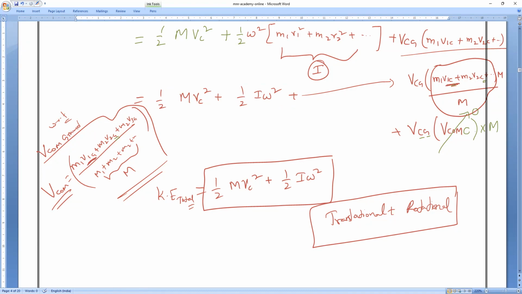So velocity of center of mass with respect to ground exists, but velocity of center of mass with respect to center of mass does not exist. So it is 0, and this 0 means the whole term will become 0. So finally, the total kinetic energy equals to mvc square. Now here vc square means what? Velocity of center of mass with respect to what, everybody? With respect to ground. That is very important. Pradosh, any doubt? You understand, everybody? Anya and Samya, Rishi?